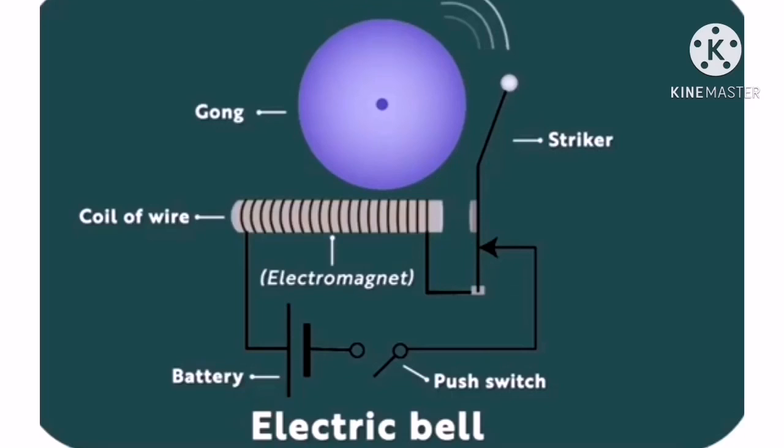The current flows in the circuit when the screw is in contact with the strip, and hence the coil becomes a magnet and attracts the iron strip towards it. Therefore, the striker hits the gong and the sound is created. So students, that is how the electric bell works. This action repeats itself and the bell rings.